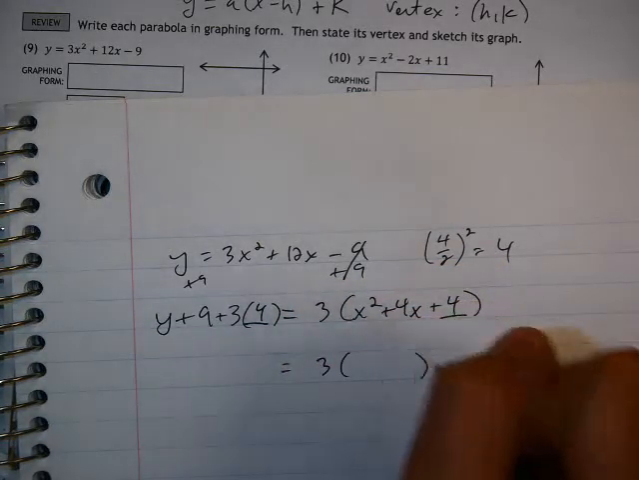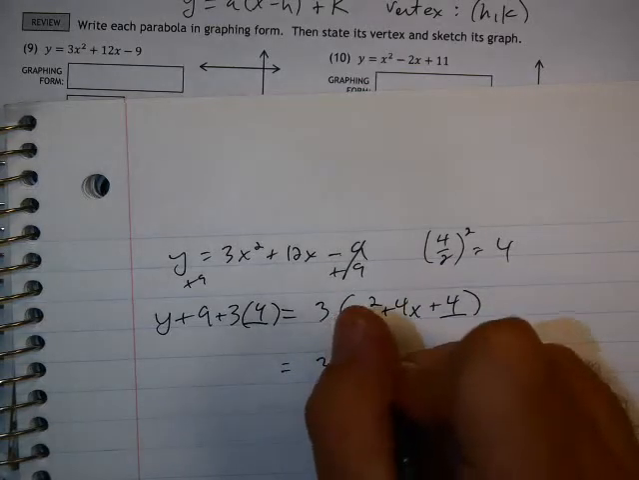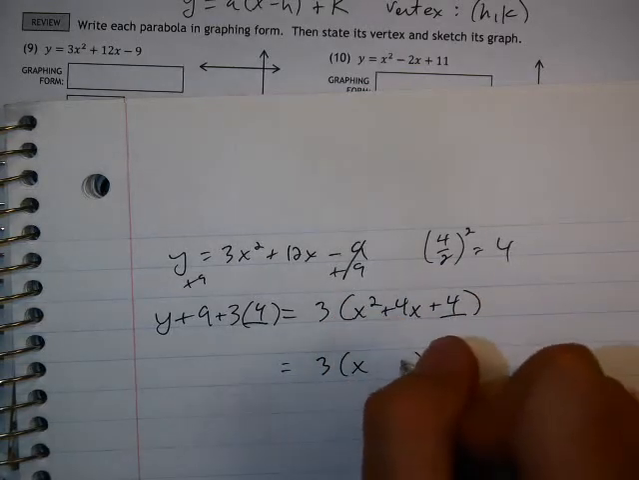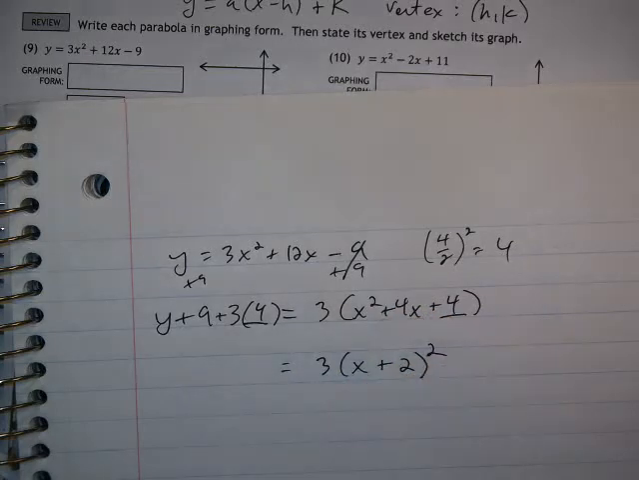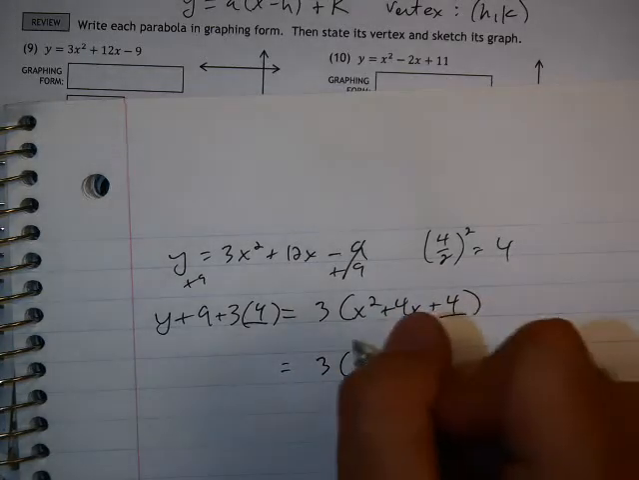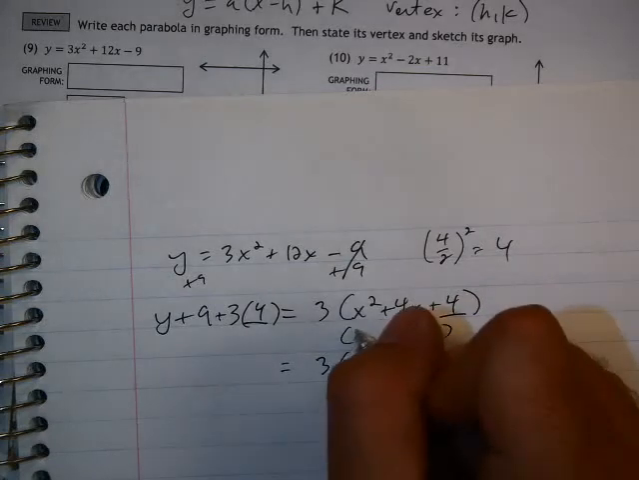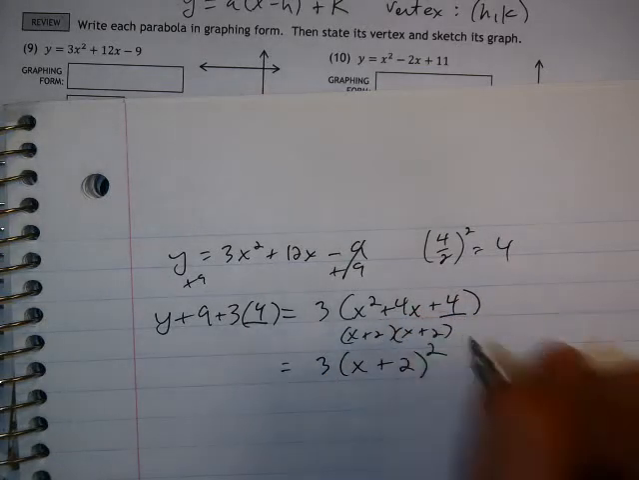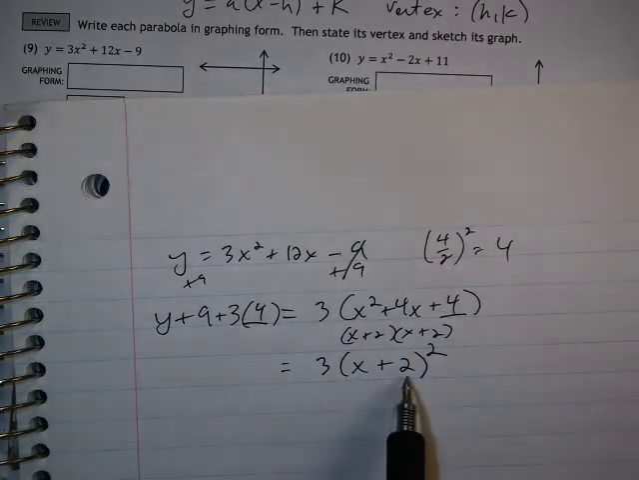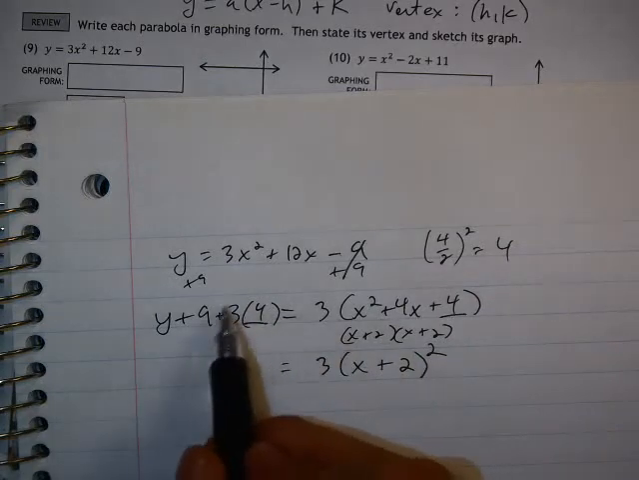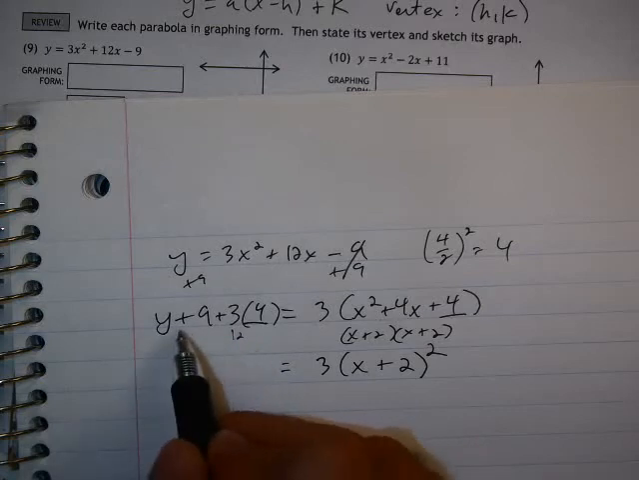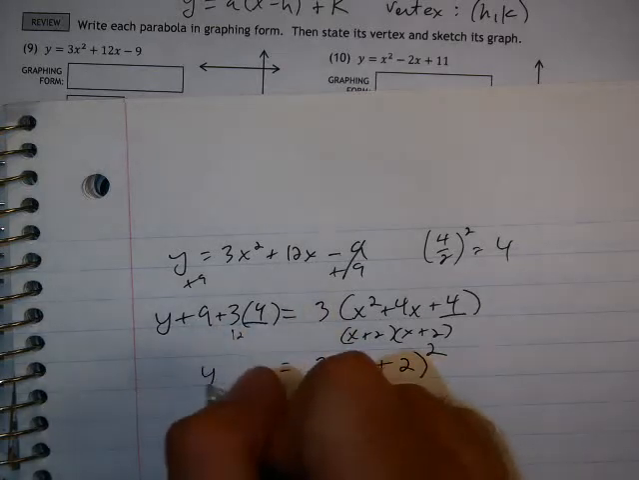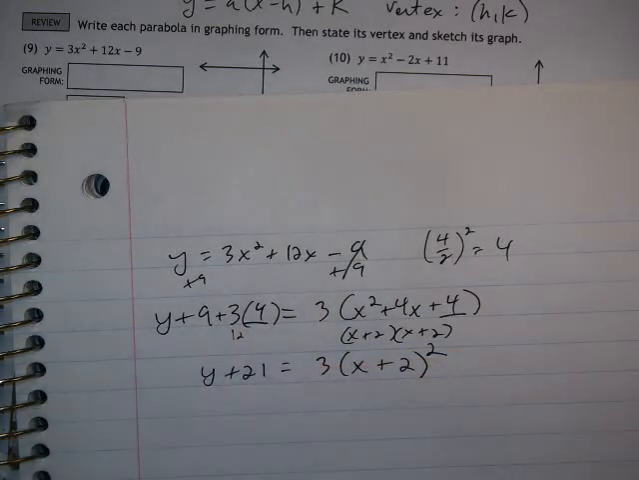This side on the right now factors. The square root of x squared is x, the square root of 4 is 2. This plus sign comes down. And again, completing the square means we're getting two factors that are exactly the same, which would be x plus 2, x plus 2. So I can write it as x plus 2, the quantity squared. On the other side, I have 3 times 4 is 12. Combining that with positive 9, that gives me y plus 21.